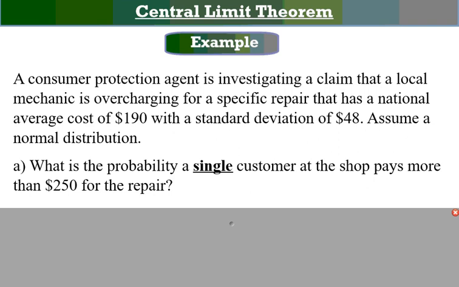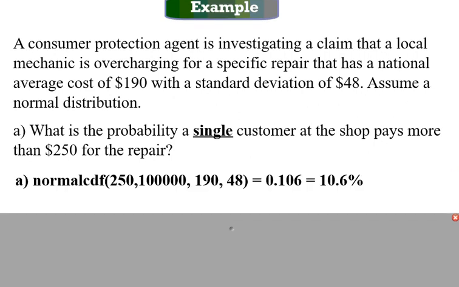A consumer protection agent is investigating a claim that a local mechanic is overcharging for a specific repair that has a national average cost of $190 with a standard deviation of $48. Assume a normal distribution. What is the probability a single customer at the shop pays more than $250 for the repair? So the first thing you need to be aware of is, because it's a single customer, we are not doing a sample. The central limit theorem does not apply. The central limit theorem is for sample averages. This is a single customer.